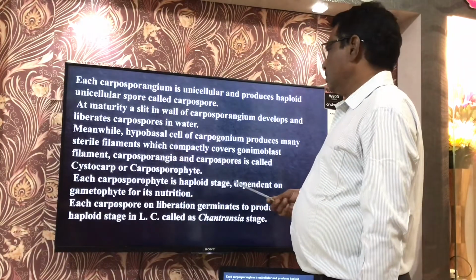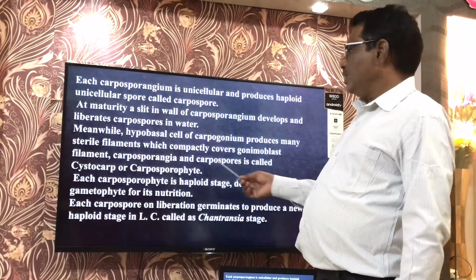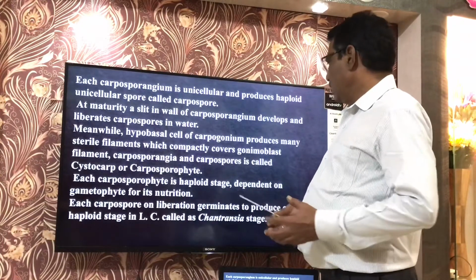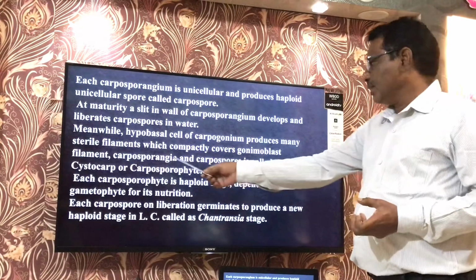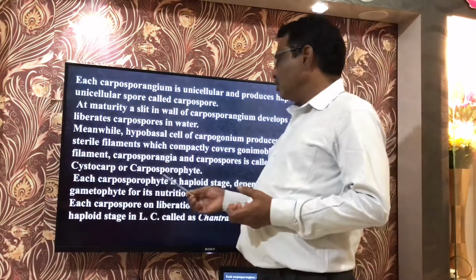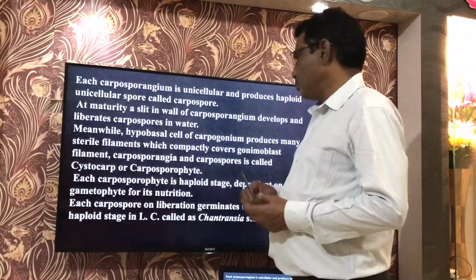So here, when this development of the zygote takes place into the gonimoblast initial cell, gonimoblast filament and carposporangia producing carpospores, the hypobasal cell of the carpogonium produces many sterile filaments, and all these sterile filaments usually cover the gonimoblast filament, carposporangia and carpospores, and it results in the formation of a compact structure which is called the cystocarp or carposporophyte.